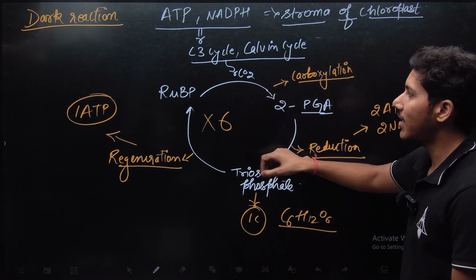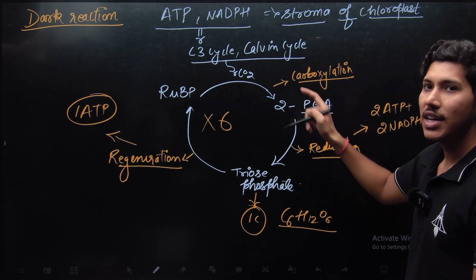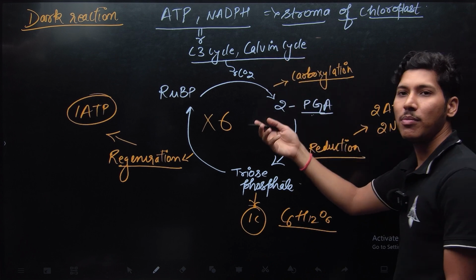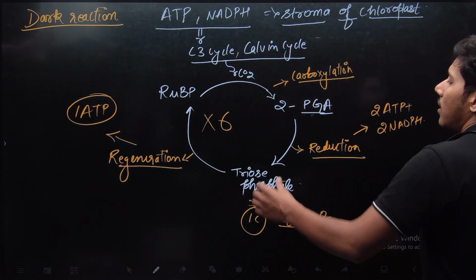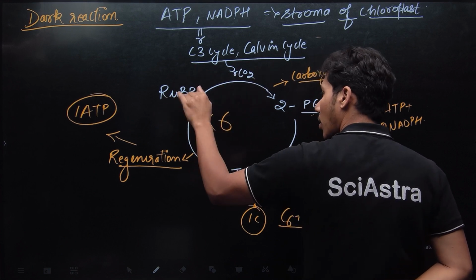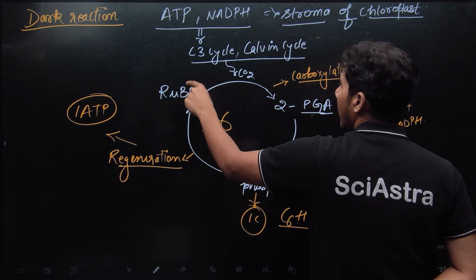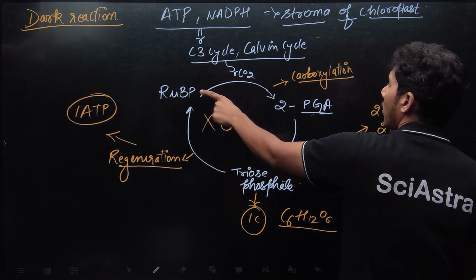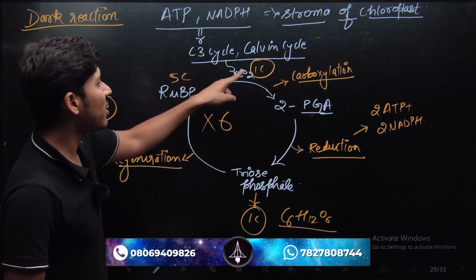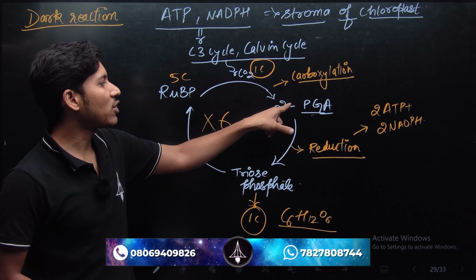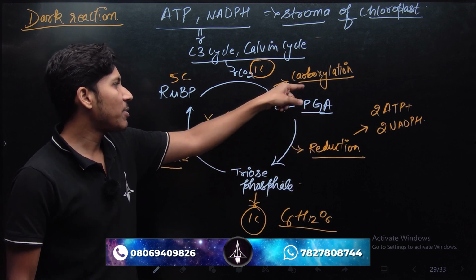So this is a cycle known as the C3 cycle, because the first product is a 3-carbon product known as phosphoglyceric acid. It is also known as the Calvin cycle, named after the discoverer of this cycle, Melvin Calvin. Here a substrate is present from the beginning, known as RuBP, ribulose bisphosphate, which accepts one CO2. This is a 5-carbon molecule, and CO2 is a 1-carbon molecule. 5 plus 1 is 6. So this 6-carbon molecule breaks down into 2 3-carbon molecules, which is phosphoglyceric acid. This step is known as carboxylation.